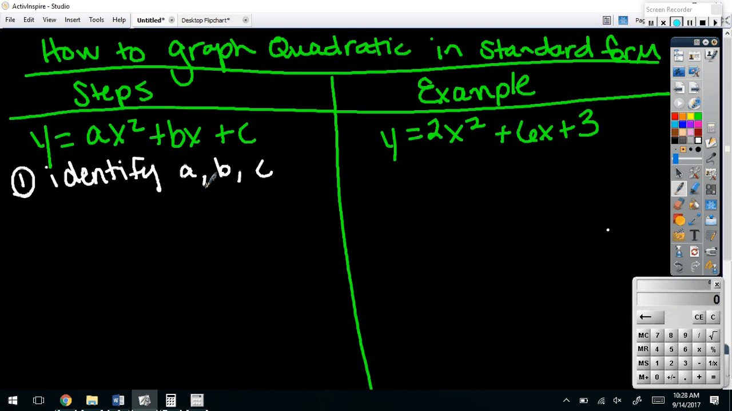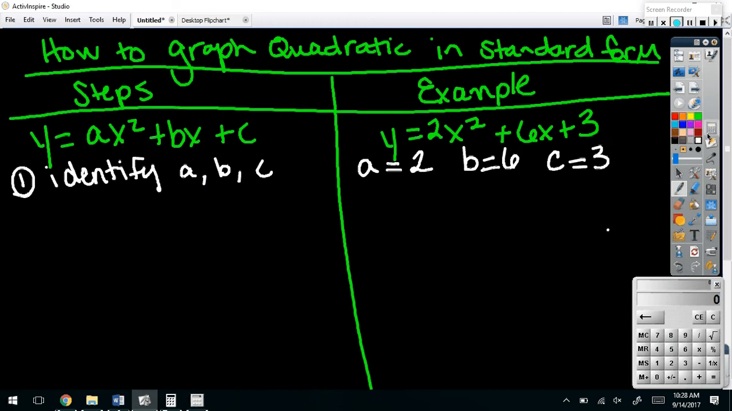Look at the example over here and tell me what is A. 2. B is 6. And C is 3.